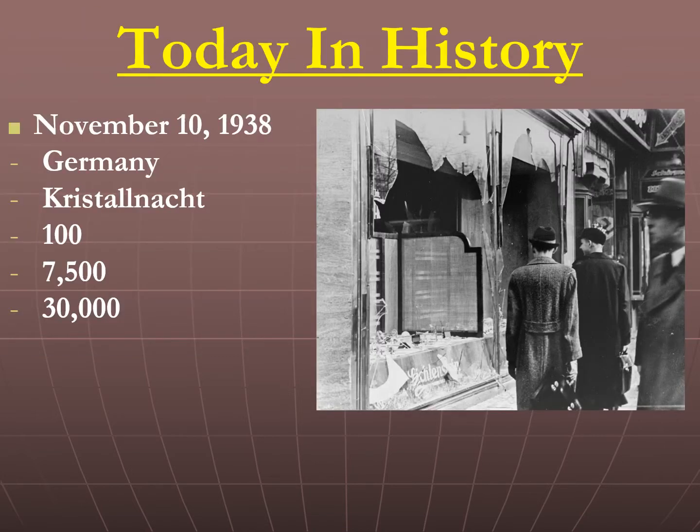You should have now answered number 1, number 2, and number 3 for the warm-up. We're going to go ahead with our today in history. You're going to write down your today in histories where you normally would write them down. So today's date is November 10th, and the year we're going to talk about is 1938. On November 10th, 1938, Germany did Kristallnacht. Period. Second sentence.